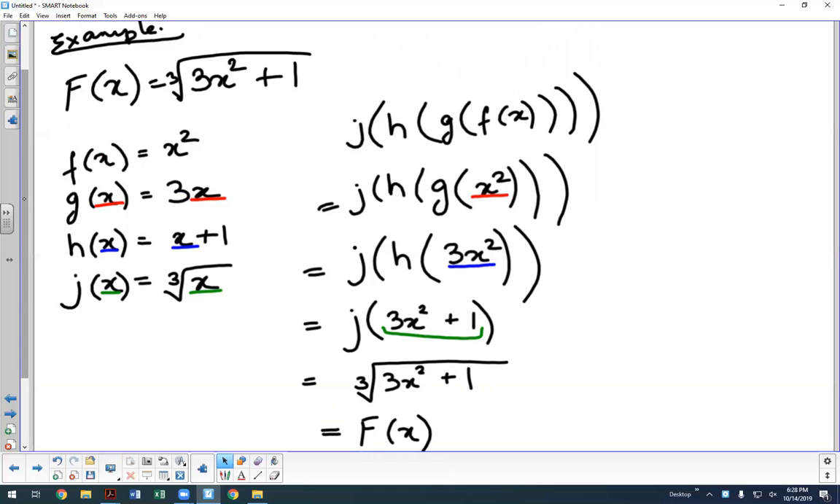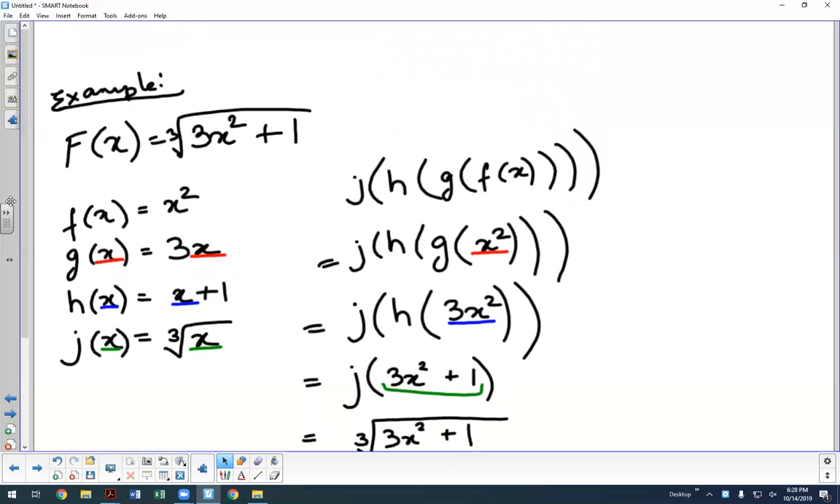Now, if we were writing this with our composition notation, this would actually end up looking like j of h of g of f of x, okay, in the composition notation.